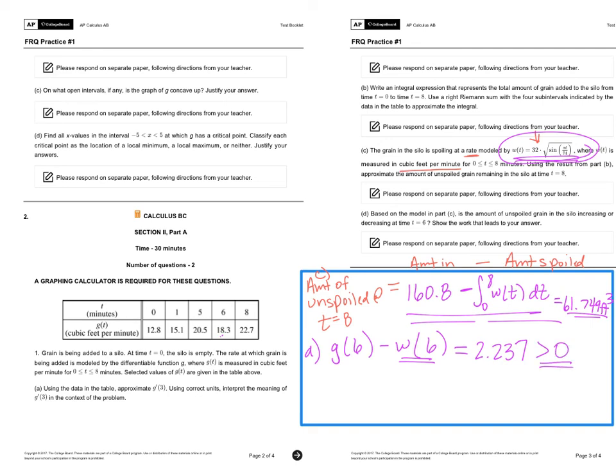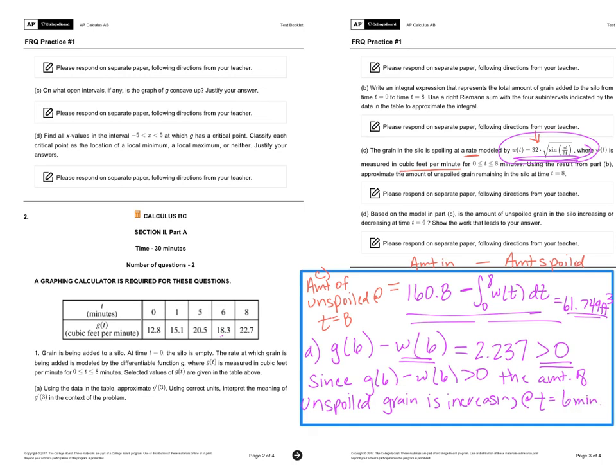Again, make sure you write greater than 0. So since G(6) minus W(6) is greater than 0, the amount of unspoiled grain is increasing at t equals 6. Okay, again, is that the exact way you'd have to do it? No, if you compare G(6) and W(6) and this is greater than this, that's kind of the same thing. So there's more than one way to earn that point.